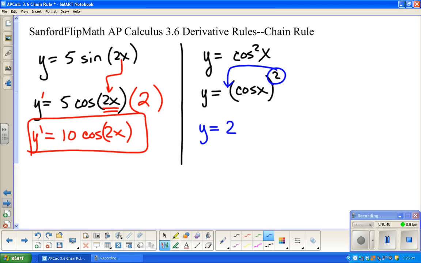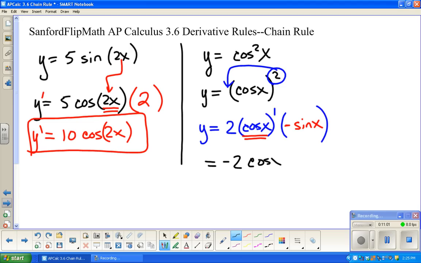Okay, so this becomes 2 times, keep the inside the same, to the 1. Again, you don't really need to write that. And then the derivative of the inside, derivative of cosine, is negative sine. So again, if I were going to make this a little nicer form, this becomes negative 2 cosine sine.